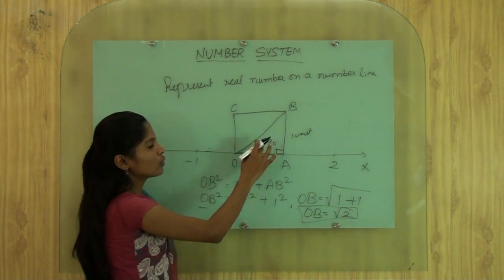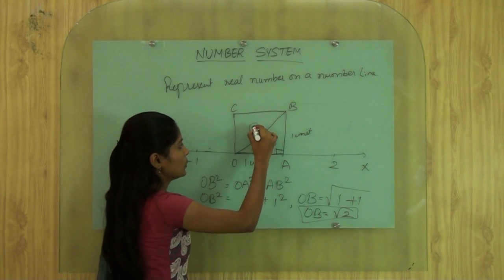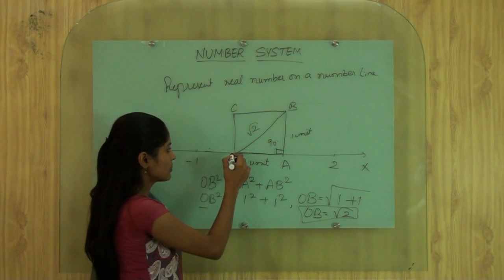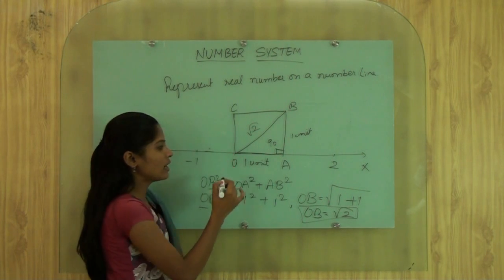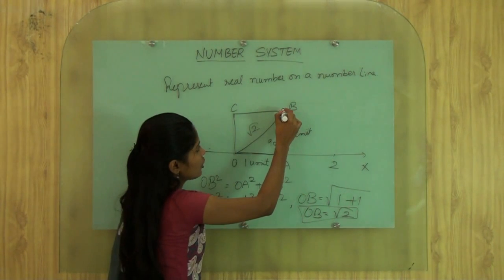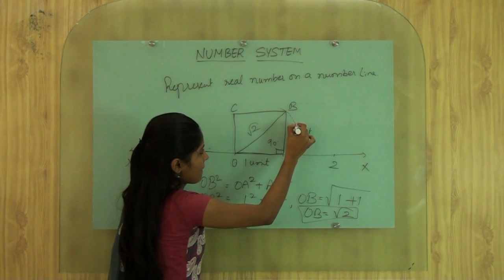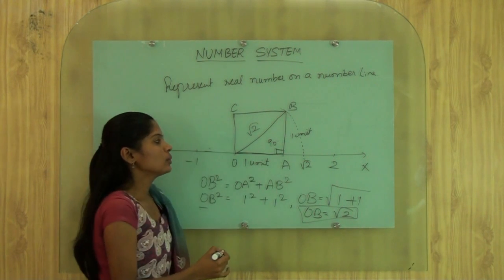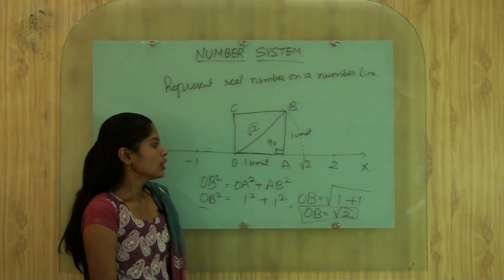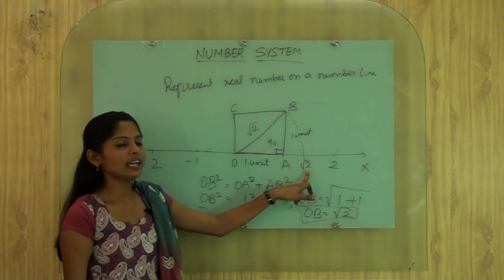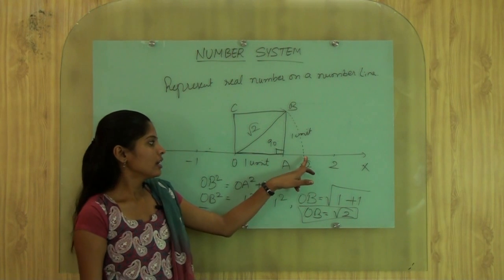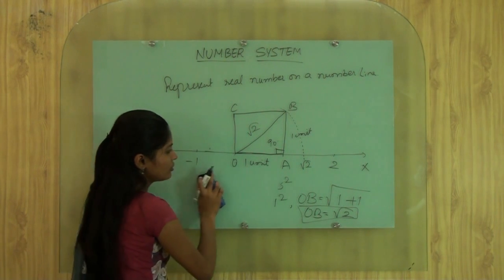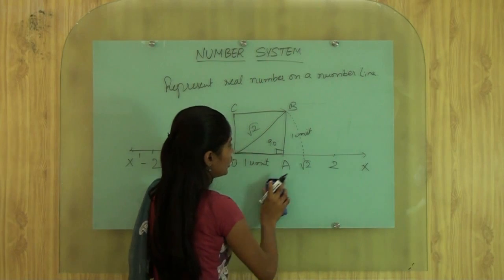We have found the value of OB, which is root 2. How do you locate root 2? Take a compass, make O as an origin, and draw an arc at B. It will intersect at some point on the number line, which is root 2. You have located a real number on a number line, which is root 2. You can do it for root 3, root 4, root 5 and so on.